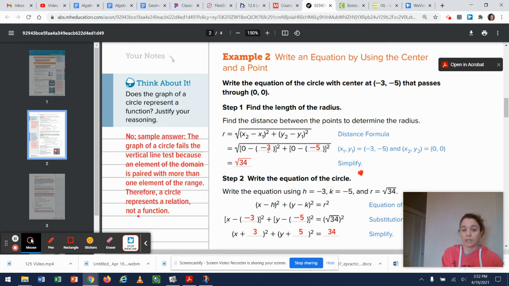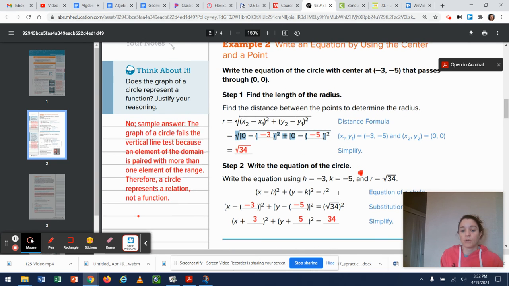When I simplify, I can just type all of that into my calculator and I would get the square root of 34. Now, I would leave that as the square root for now. So I would just type in this portion under the square root. That way, when you square it, it'll become a nice whole number. Otherwise you're going to be a little bit off on your equations.